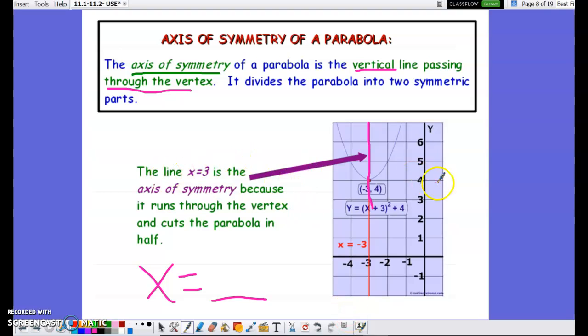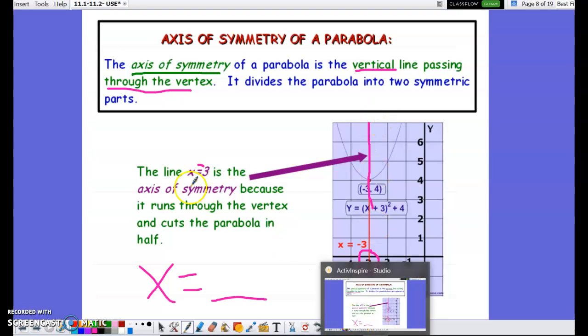So in this case, the axis of symmetry should be x equal to, and hopefully you noticed this, I have a little mistake on here. The axis of symmetry should not be x equals 3, but it should be x equals -3, right? Because it goes through the x value of -3. And it's just the line that cuts the parabola in half. It's always going to be x equal to because it is a vertical line.